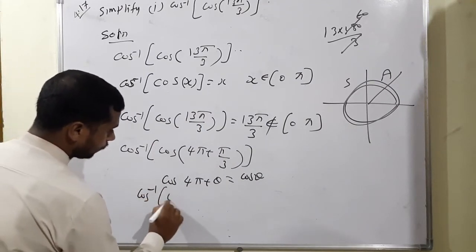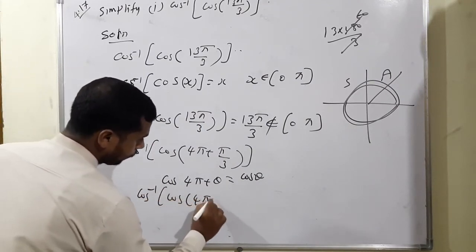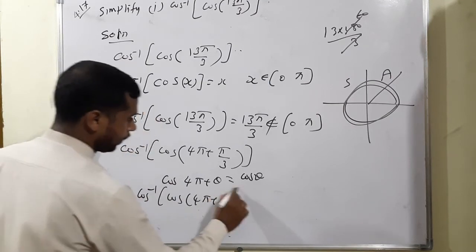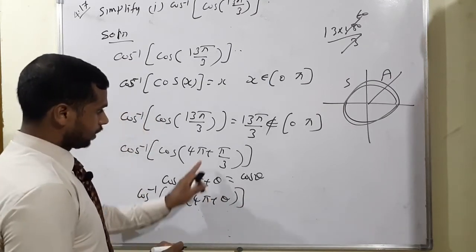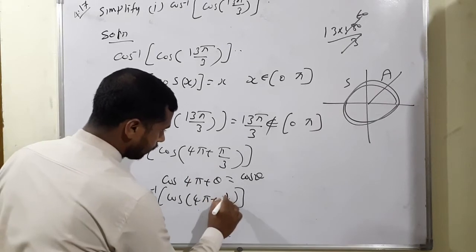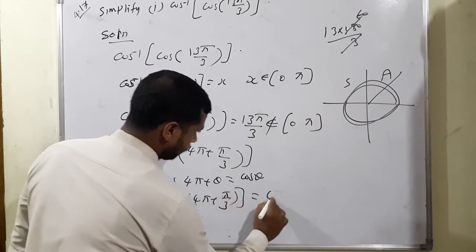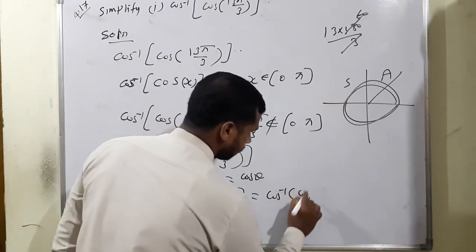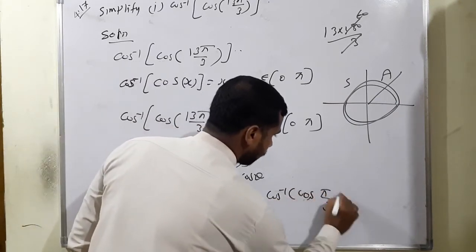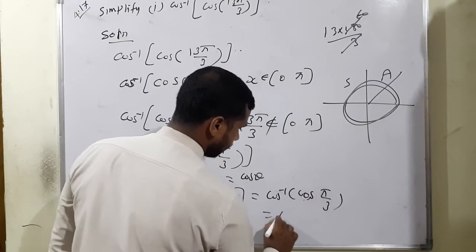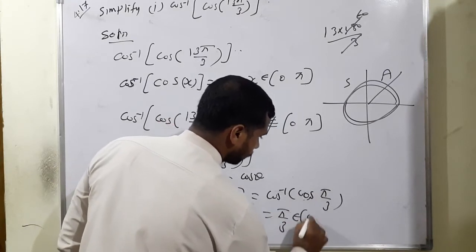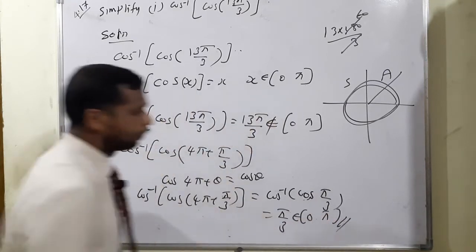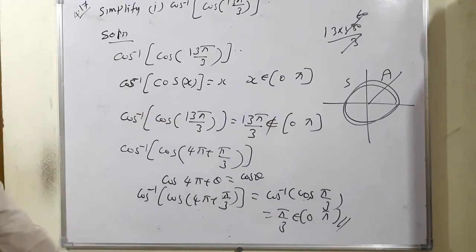Therefore, what is the value? Cos inverse of cos of 4 pi plus pi by 3 is cos inverse of cos pi by 3 only, isn't it? Cos inverse and cos cancel, so the answer is pi by 3. It belongs to 0 to pi. Okay, subdivision 1 is over. Moving on to subdivision 2.